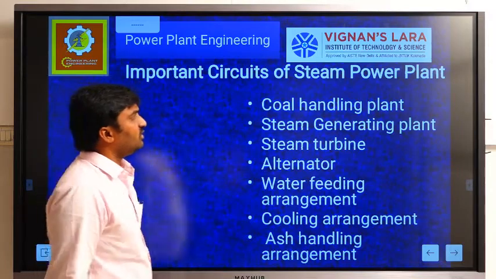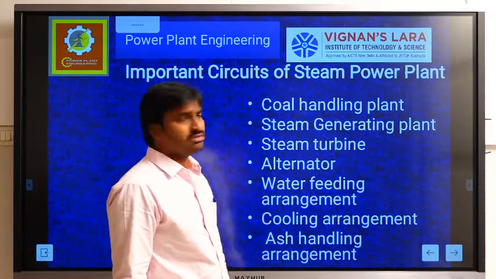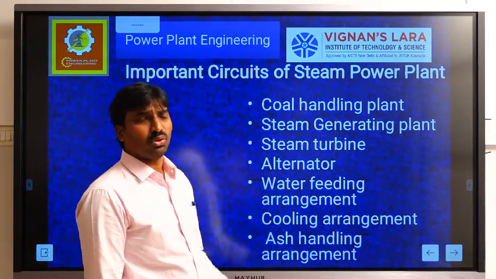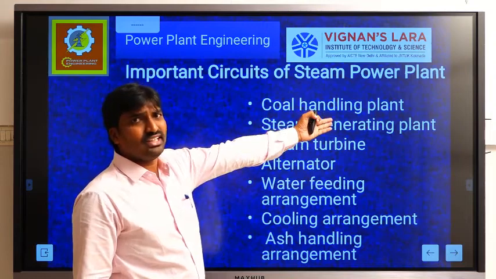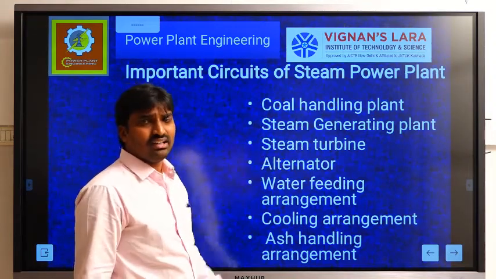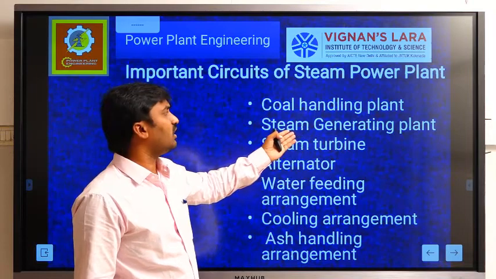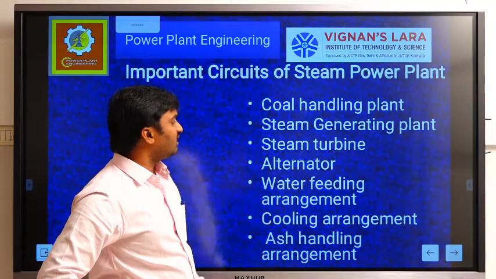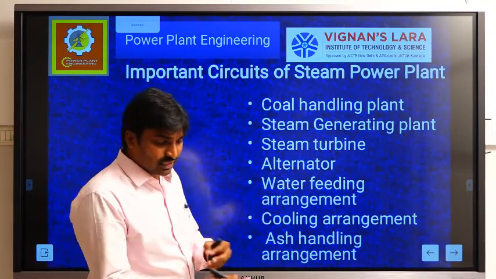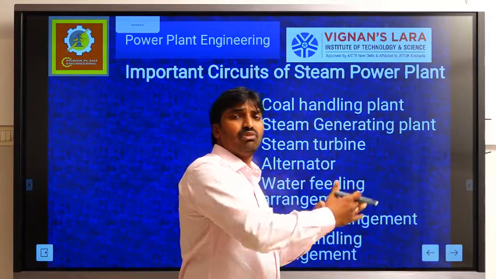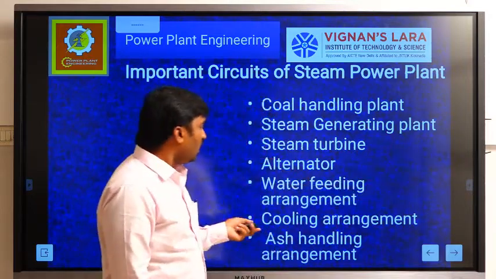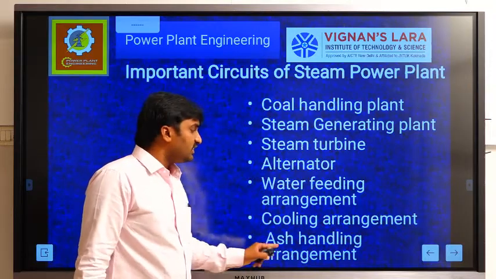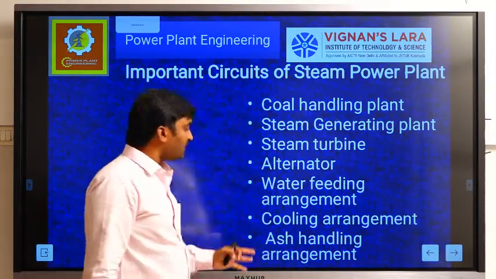And important circuits here. Generally we have 7 important circuits in the entire working process. What are the 7? The first one is the coal supply, so we need the coal handling plant. The next one is the steam generating plant, which means we are using this boiler here. The next is the steam turbine, and the next is the alternator. Then the water feeding system: we need to continuously supply water to the boiler, and only then is that water converted into steam. Next is the cooling arrangement, and next is the ash handling arrangement. So these are the 7 important parameters.